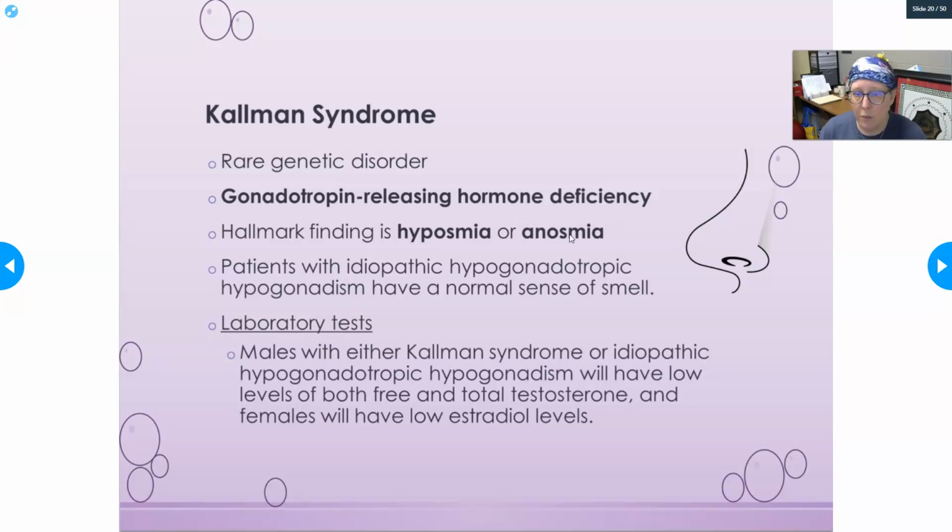So males with Kallmann syndrome or idiopathic hypogonadotropic hypogonadism will have low levels of both free and total testosterone, and females can have low estradiol levels. So again, they're hypogonadotropic, so those gonadotropes are not made, so LH and FSH are just not being made, and that causes the gonads, testes or ovaries, to not be working and not be releasing testosterone, or estradiol if it's a female.